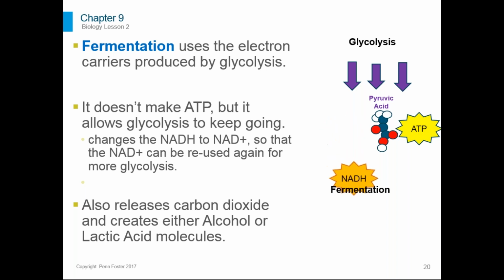Fermentation changes the NADH to NAD+, so that the NAD+ can be reused again for more glycolysis. The electrons that were carried by the NADH get used to break up a molecule, releasing carbon dioxide and either creating alcohol or lactic acid molecules.